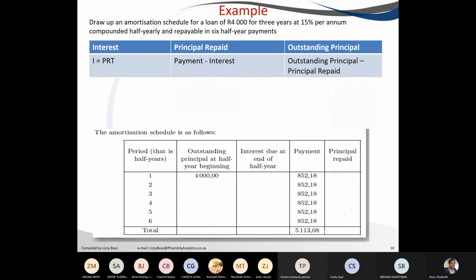Calculating the interest for the first line, we calculate using the simple interest formula. Our present value will be 4,000. Our rate, we've calculated it previously, it was 0.075. Our term for that line is only 1 year. And when we calculate this, we get 300. So we put it here, 300. We do the same on the other side.